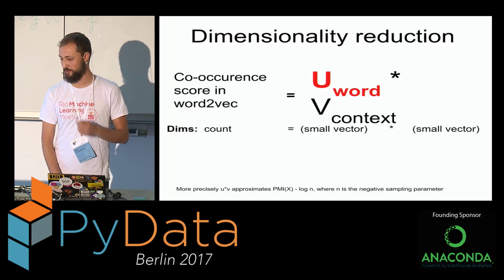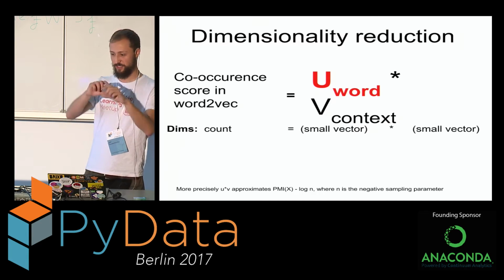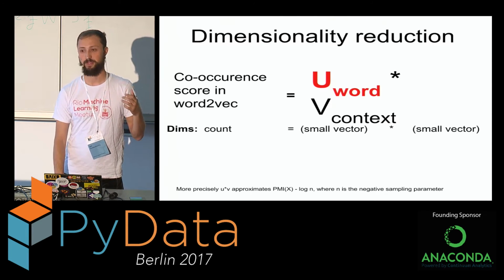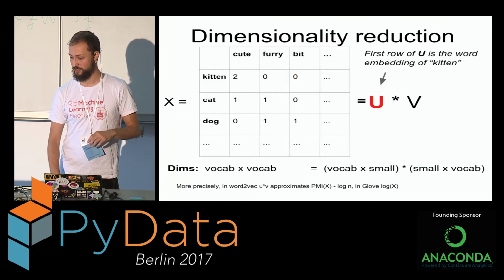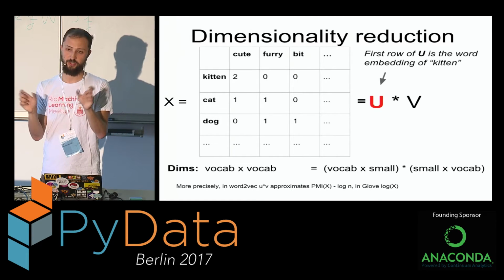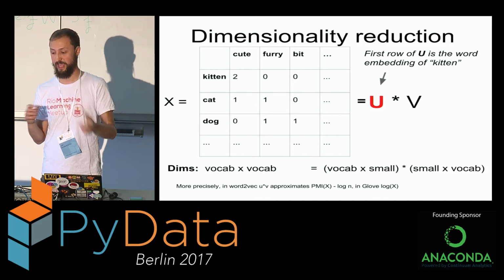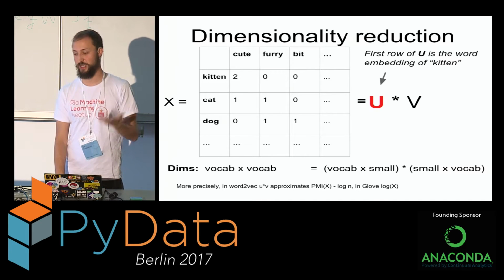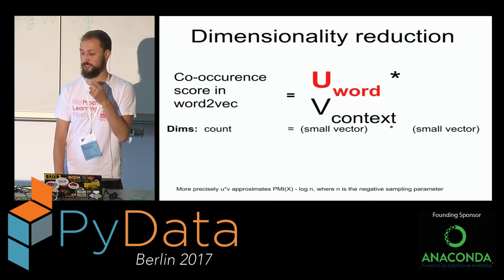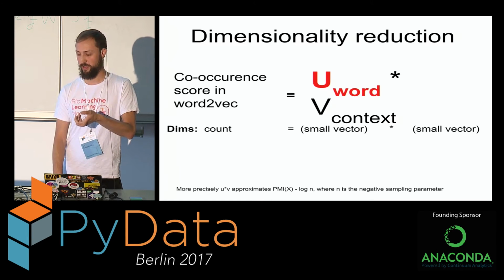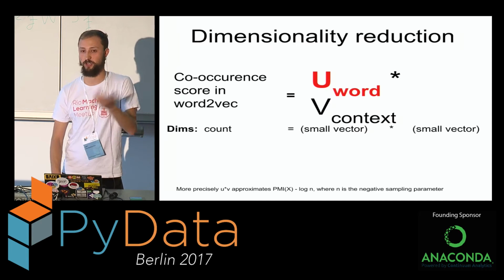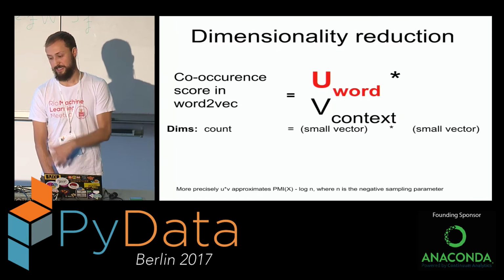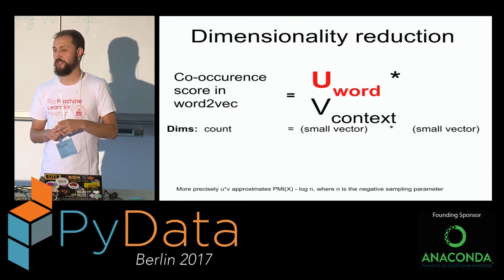If I have a vector for a word and a vector for a context, and I take the dot product, what I should get is the co-occurrence count. Kitten and cute appear twice, so the dot product of these two vectors should be higher than the dot product of cat and cute. Cat and cute only appear once, so they should have a small dot product, while kitten and cute should have a high dot product. All I'm trying to do is approximate this: I want my co-occurrence count to be equal to the dot product of these two vectors. And that's how word2vec works. The same thing goes for the similarity of two vectors.